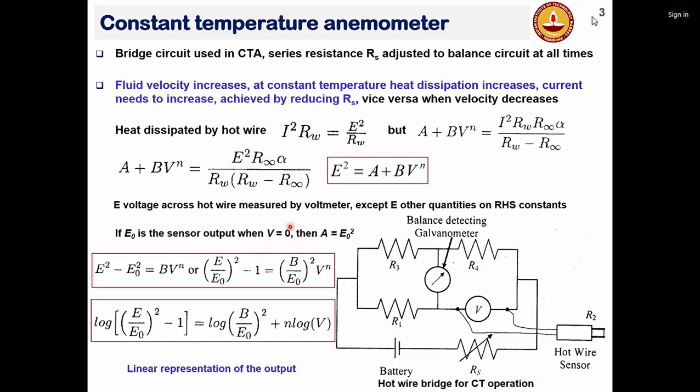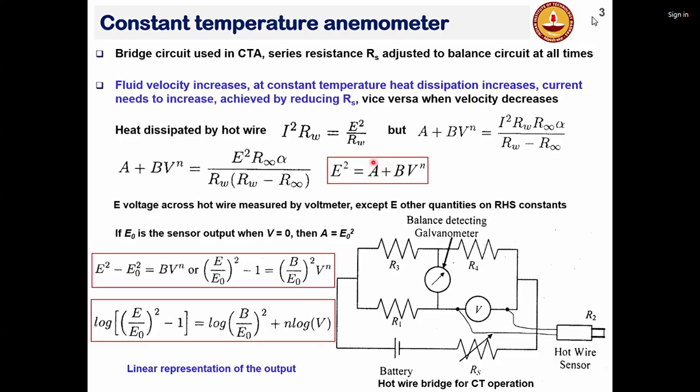Now, when there is no flow, when V is 0, let's say your output here is some E naught. In this equation, you can see that when velocity is 0, V is 0, so A will be equal to E naught square, right? So A is E naught square. So that means in this generic equation, you can write E square minus E naught square equal to B into V to the power N. Because at the limiting case, when V is 0, A will be E naught square.